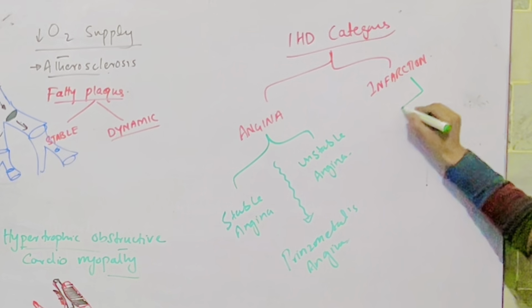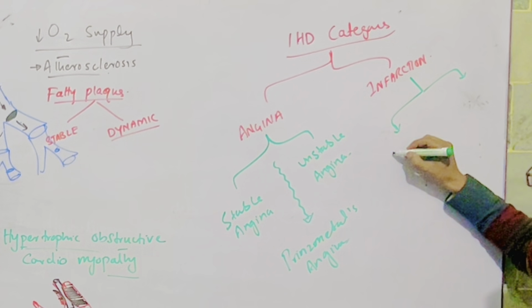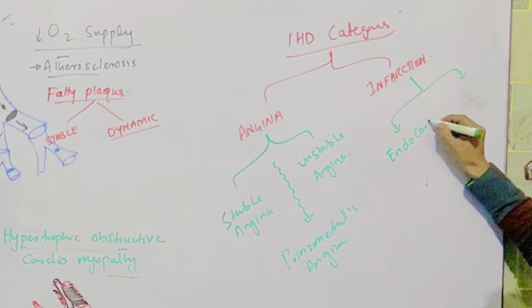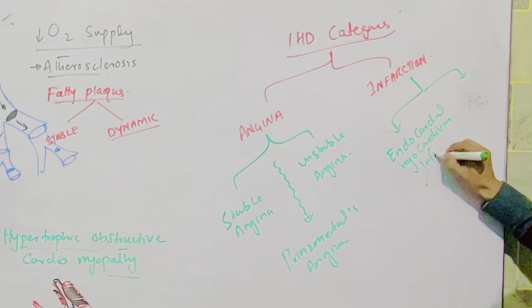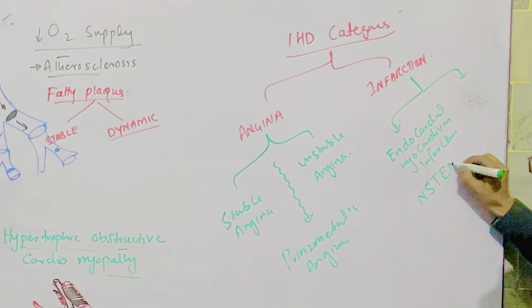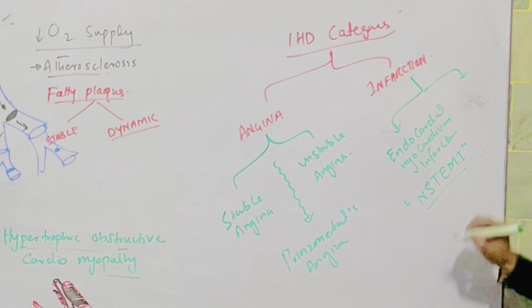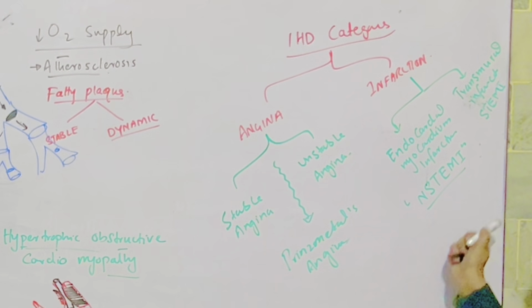In infarction, we will discuss two types. The first one is endocardial myocardial infarction, which is also known as non-ST elevated myocardial infarction. And the second one is transmural infarction, which is also known as STEMI. So we will go in detail for these categories.